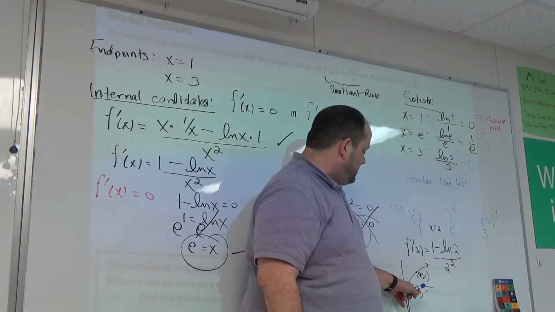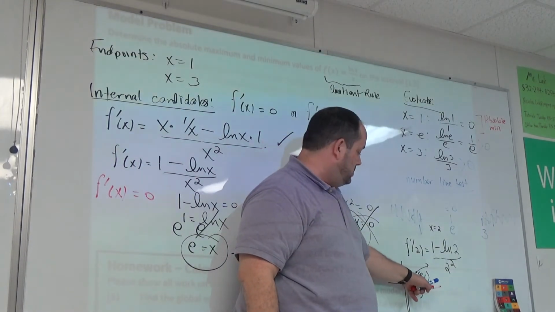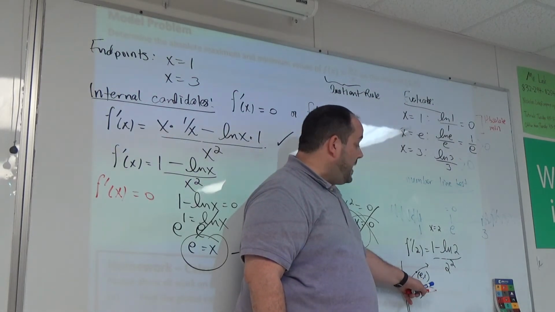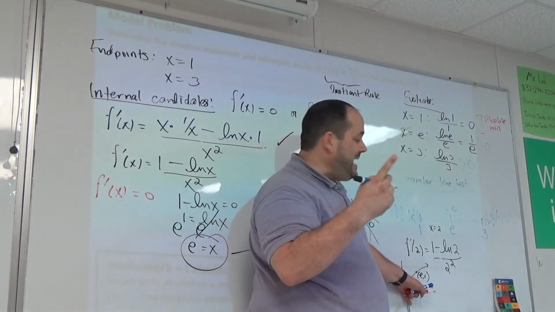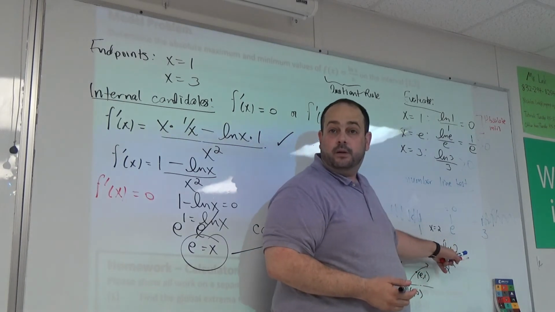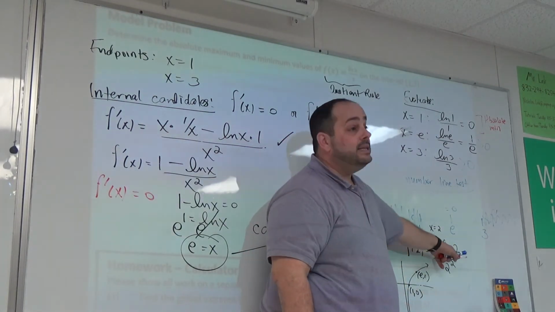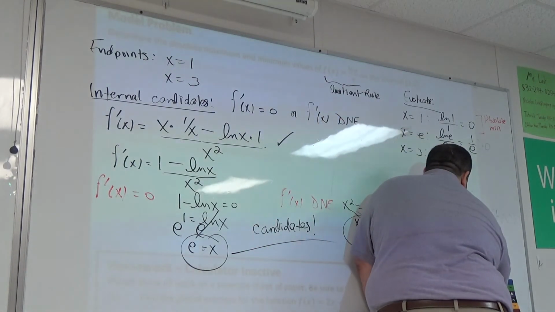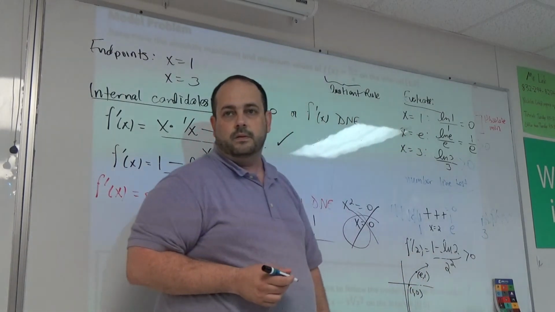If 2 is in between 1 and e, then the natural log of 2 is positive. The natural log of 2 has to be less than 1. This guy here is less than 1. And that's helpful because now I've got 1 minus less than 1, which is some positive number. So I'm positive on this interval.